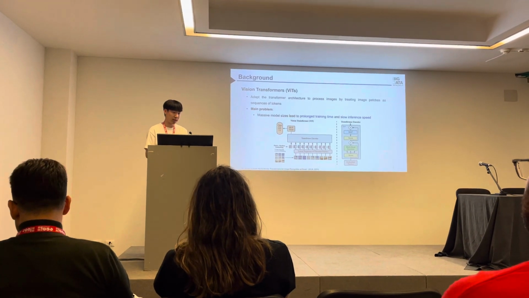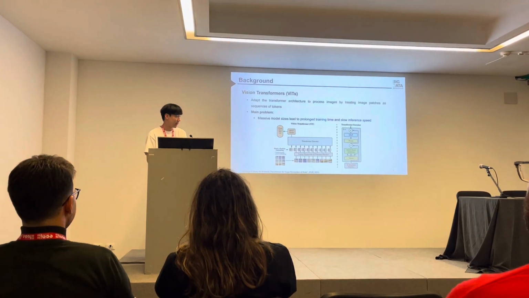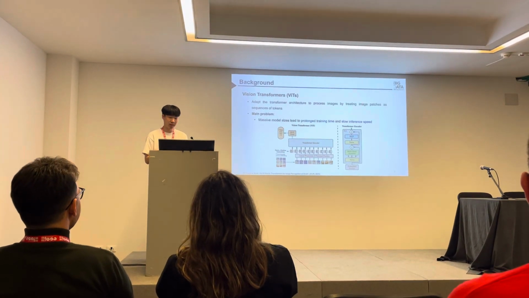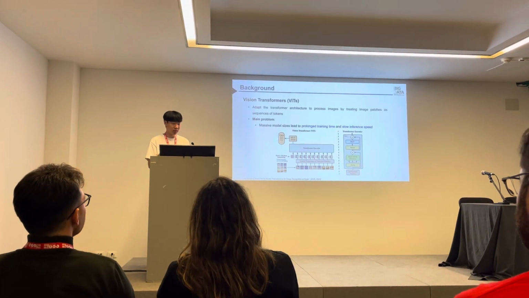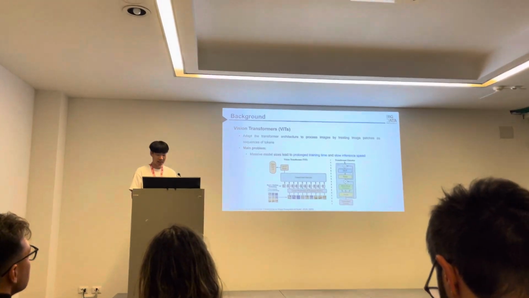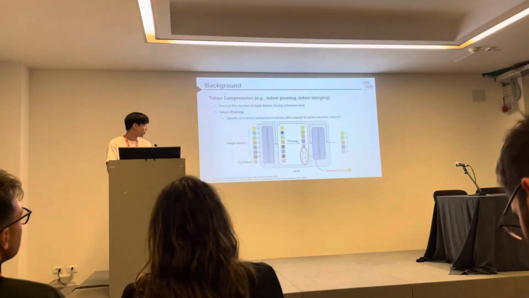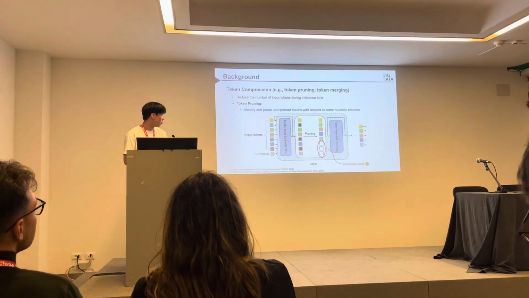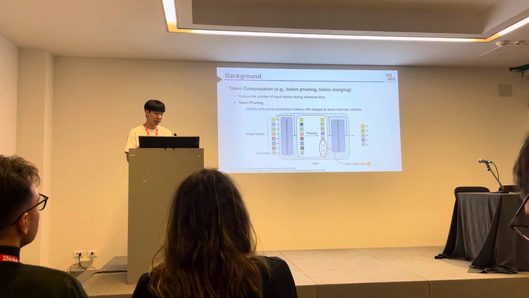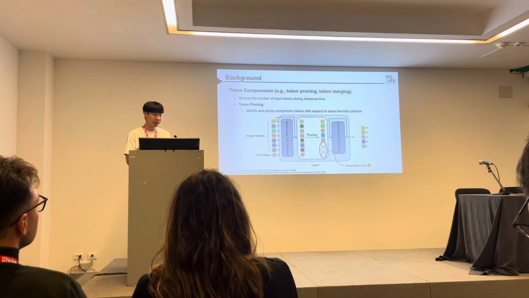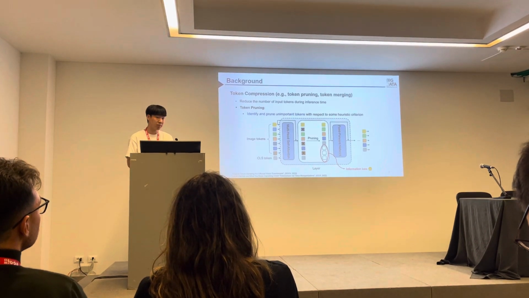One major issue is that ViT has a massive model size, which leads to prolonged training time and slow inference speed. Therefore, reducing the computational cost of ViT has gained attention these days. There are several techniques to reduce the computational cost of ViT, one of which is reducing the number of input tokens during inference time, also known as token compression.